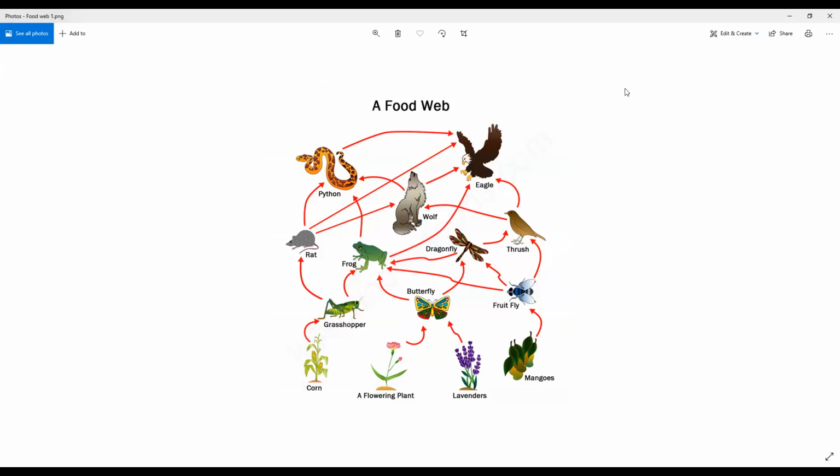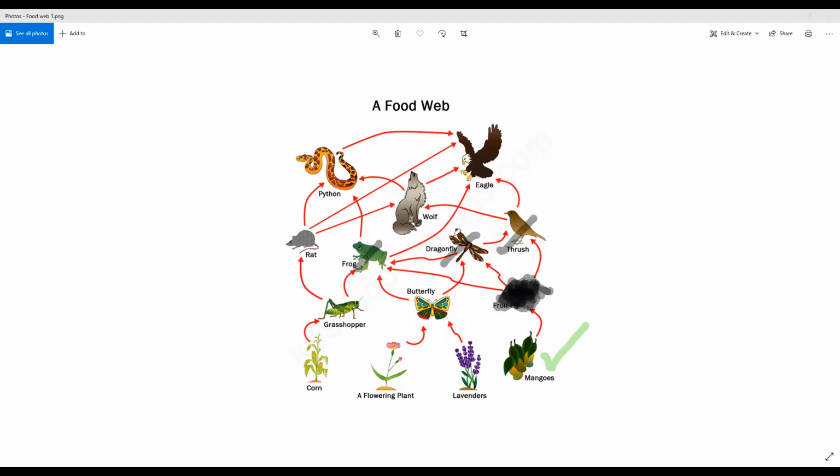It's so interconnected. And consider this. This is why biodiversity is so important. What if, let's say, we didn't like fruit flies because they were annoying and we took them out of the equation? We don't want to see them anymore. So what happens? Well, mangoes would be happy because they don't have anything that's hurting them. But thrushes, dragonflies, frogs, all of them lose a source of food.